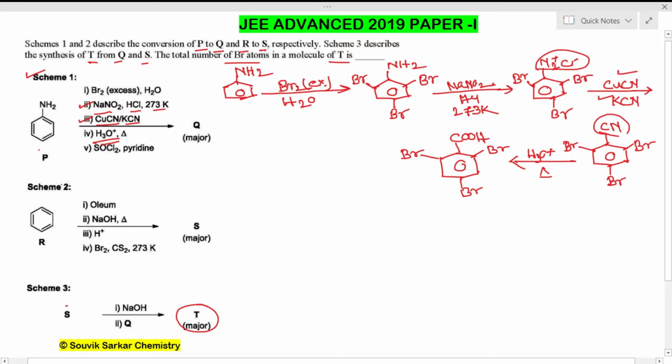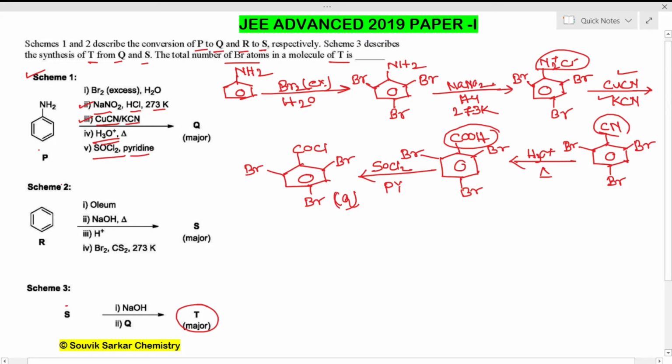And in the next step, this is treated with SOCl2 in the presence of pyridine. So whenever there is a carboxyl group, if we treat it with SOCl2 and pyridine, it will transform to COCl, and there will be bromine as usual. So this is our Q.